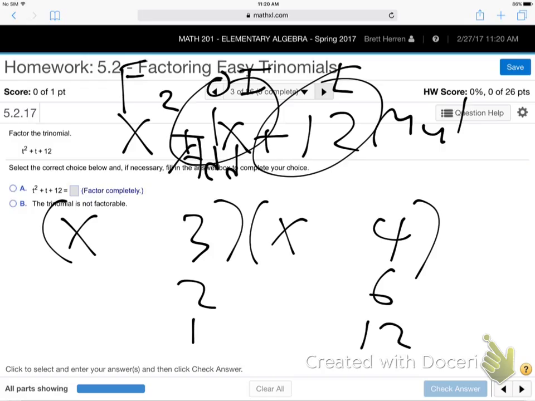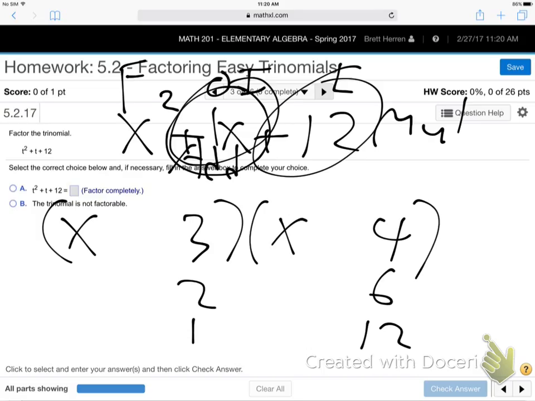Right, so first I'll write down the numbers, then we'll try out the signs. So those are the numbers that multiply to be 12, right? 3, 4, 2, 6, and 1, 12. Now, which of those can somehow add to be plus 1? It's not factorable. Yeah, this one's going to be not factorable. But let's make sure we're all on the same page. How do we know it is?